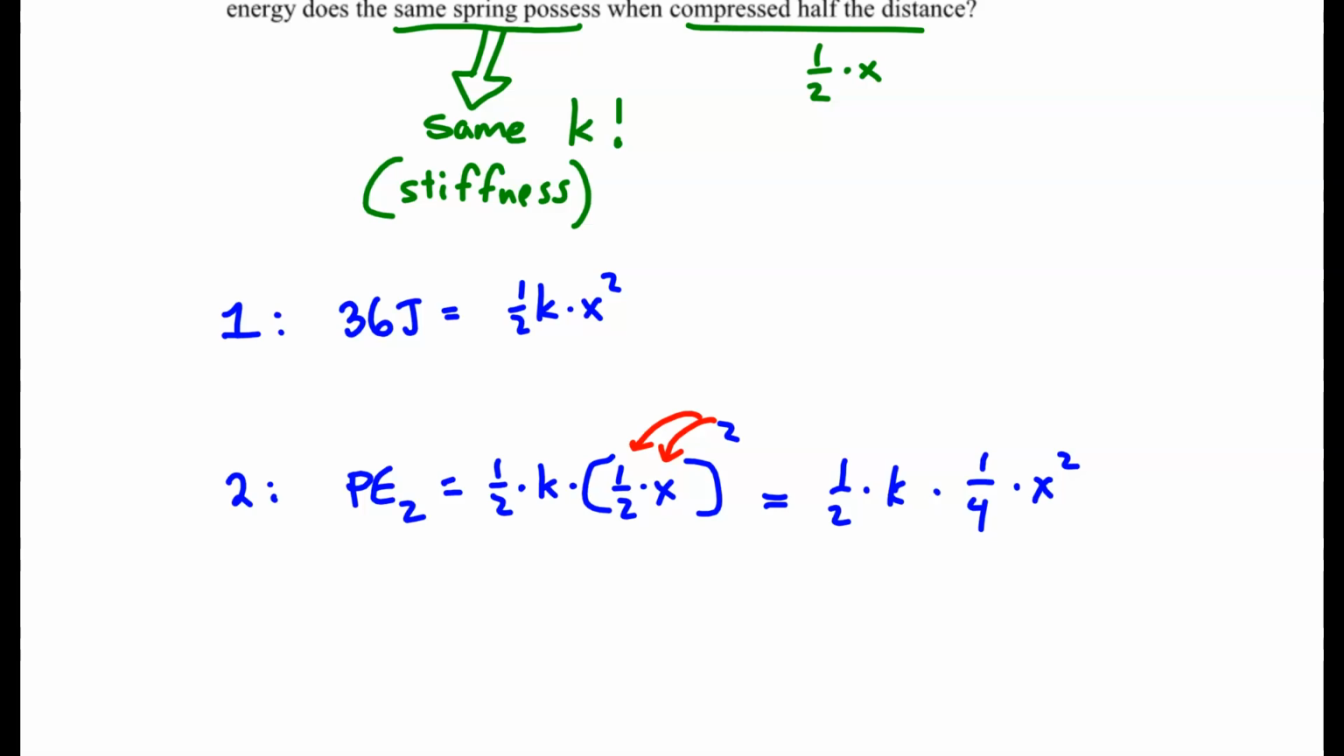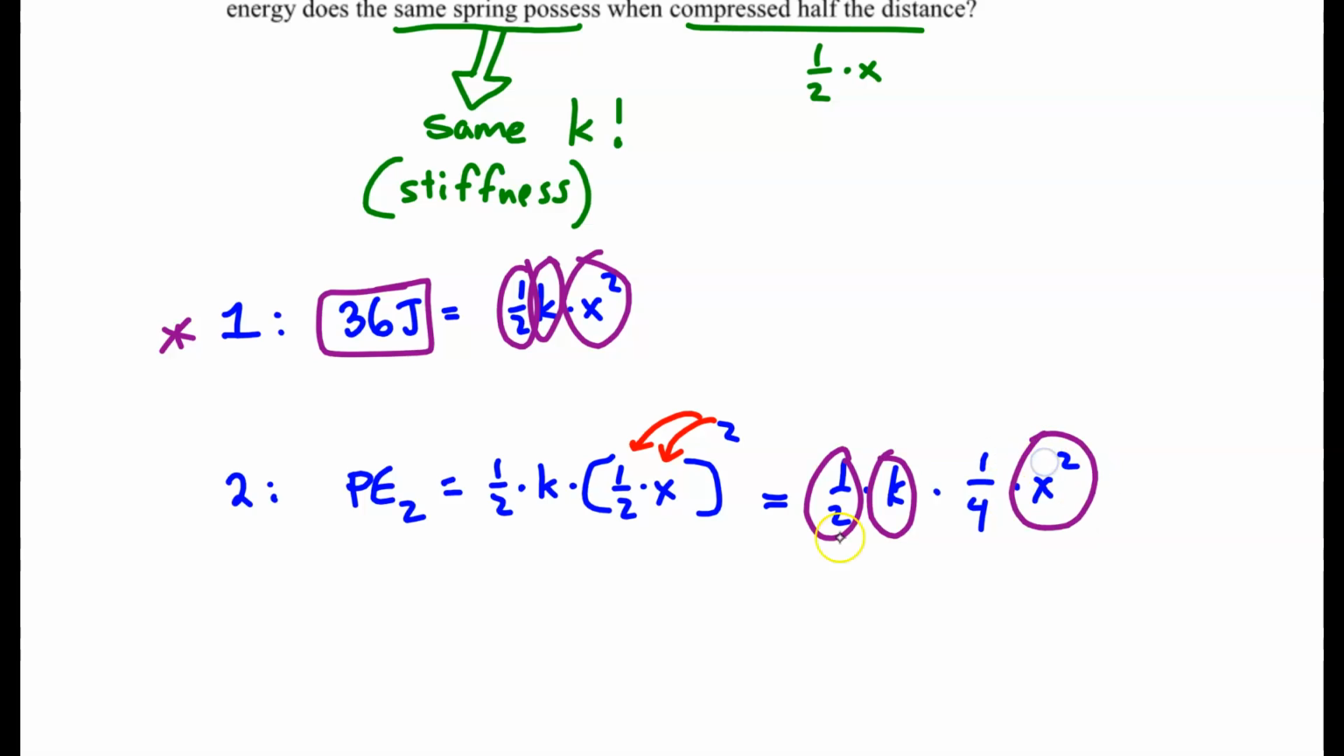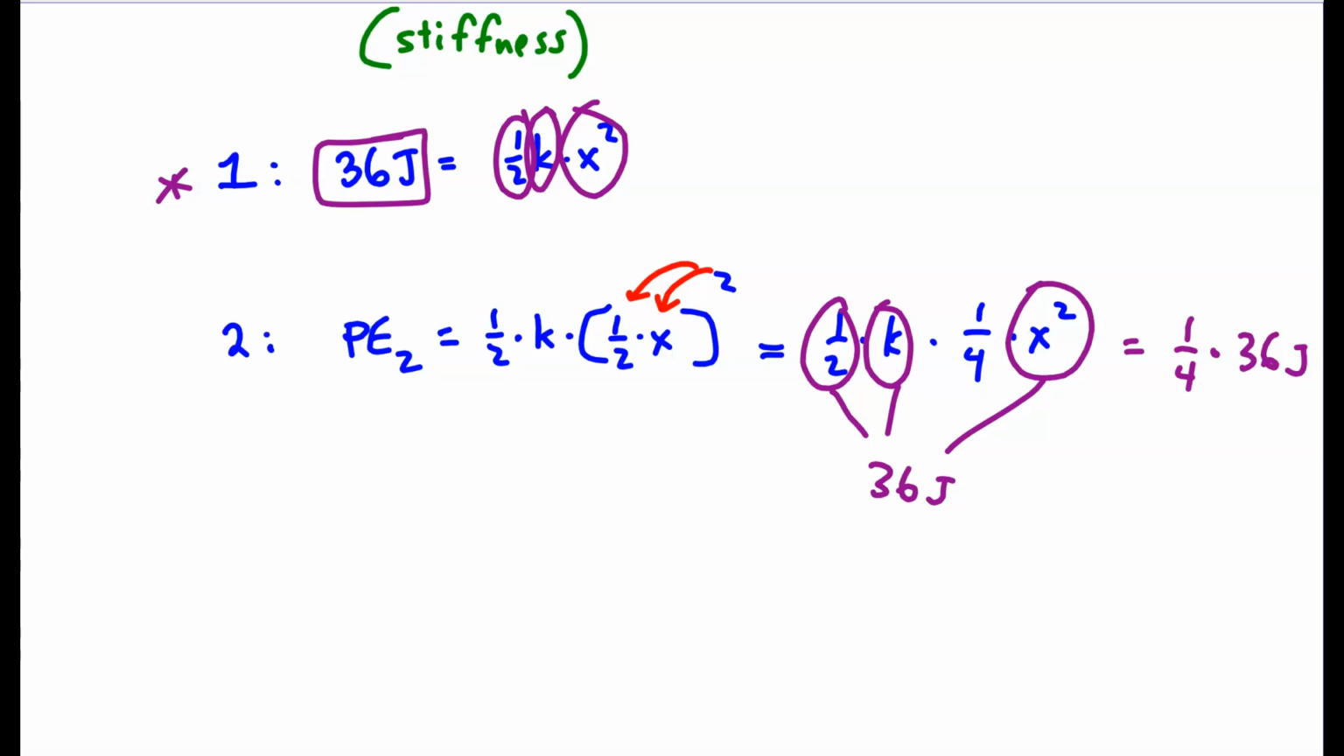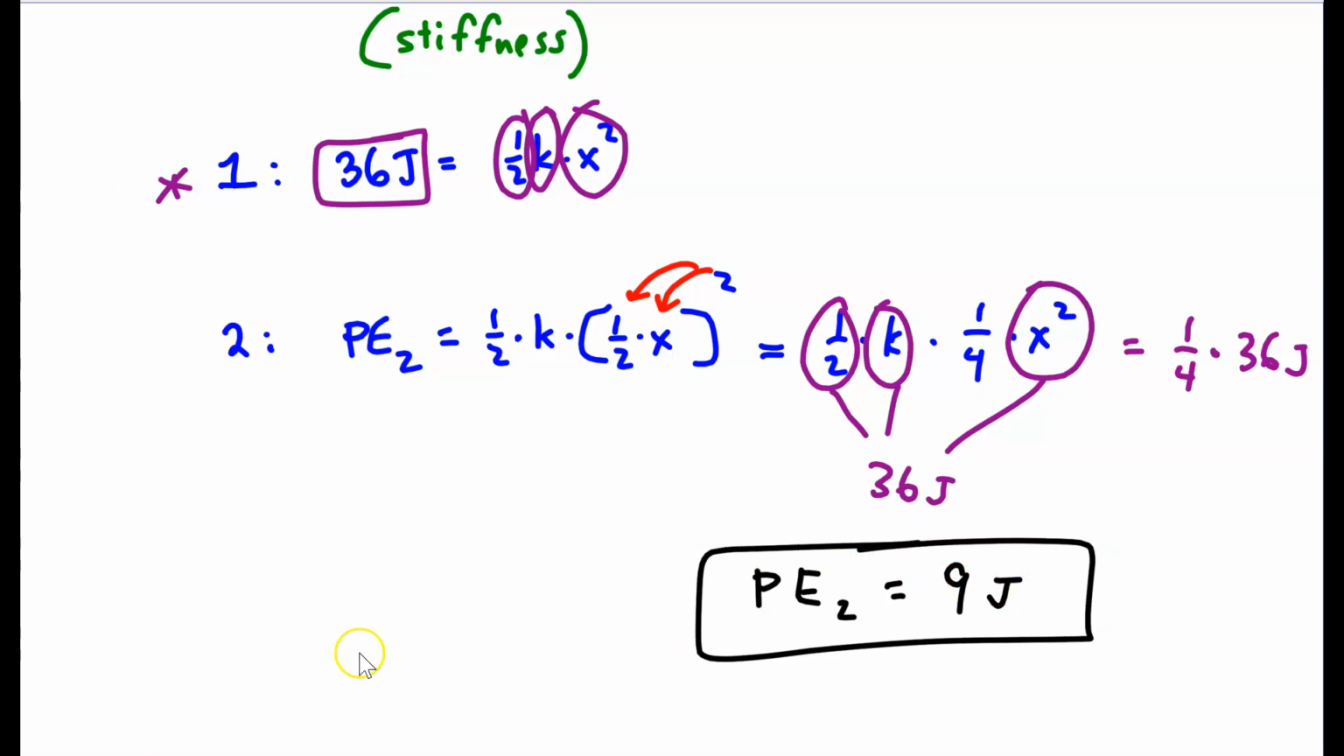Finally, we substitute. I'm using the top equation to substitute. So in order to plug in 36 joules, I need to find 1/2 and take it away. I need to find k, I need to find x squared and take those away. Here's my 1/2, here's the k, here's the x squared. Collectively, they equal 36 joules. So I substitute for those things. And now I have 1/4 times 36 joules. And what does this equal? 9 joules. And that's how you solve these problems.